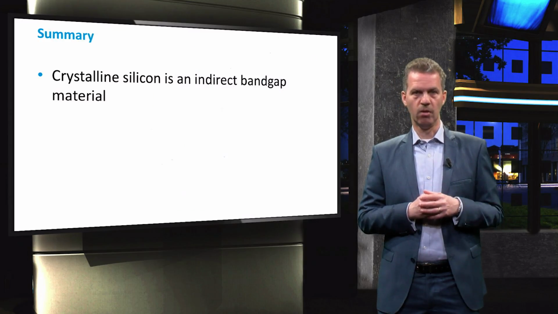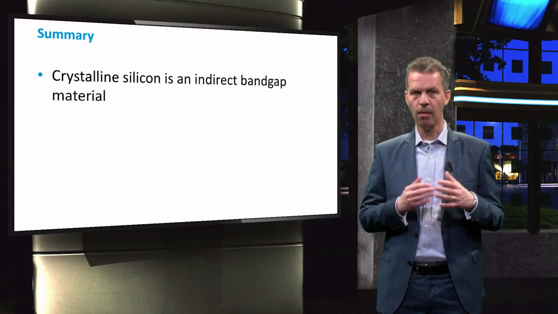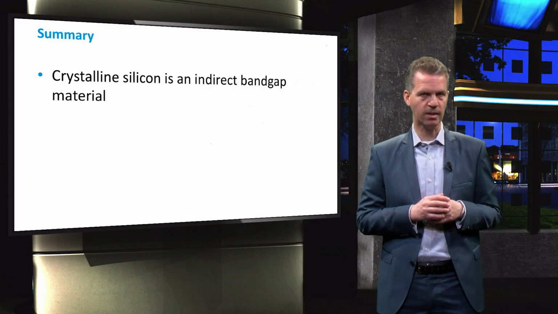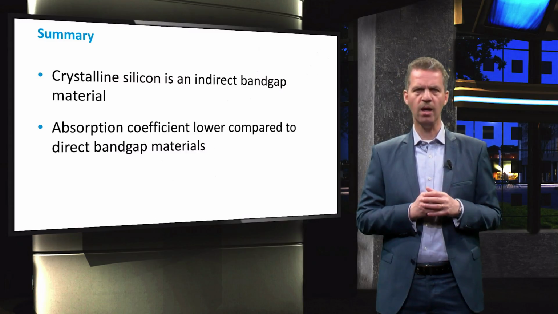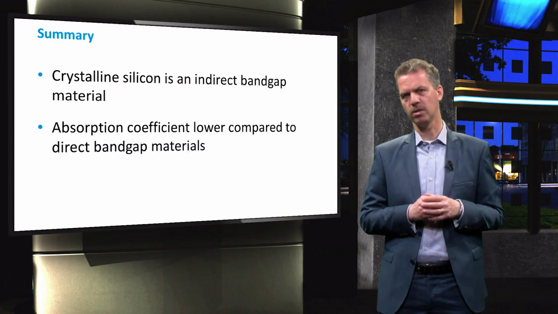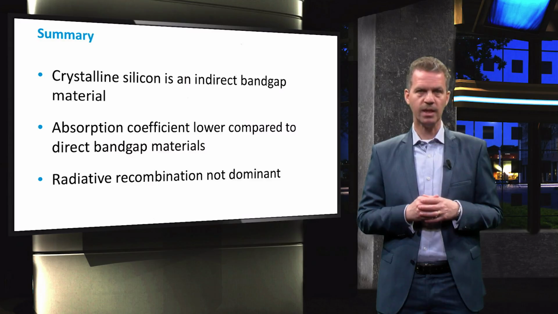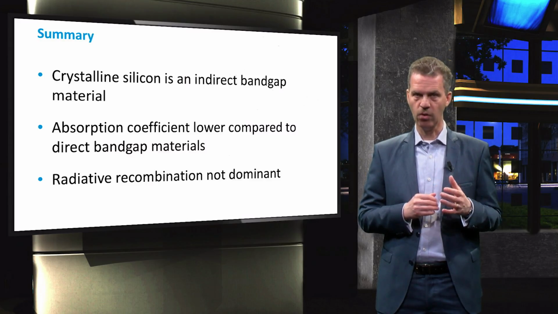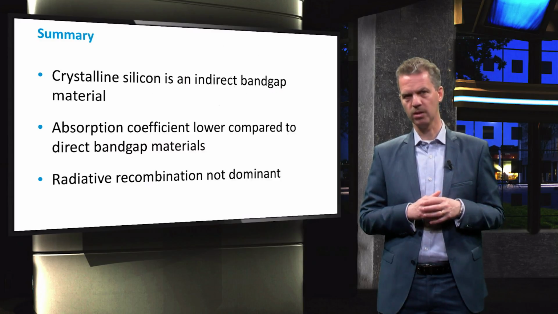To summarize this video, we have discussed that the lattice orientation of crystalline silicon has an effect on the energy dispersion diagram, making silicon an indirect bandgap material. The absorption coefficient is therefore much lower than of direct bandgap materials, such that a thicker layer of material is required to absorb a large fraction of the incident light. On the other hand, radiative recombination can be neglected in crystalline silicon, as a phonon is required to conserve crystal momentum, making this recombination mechanism less likely.